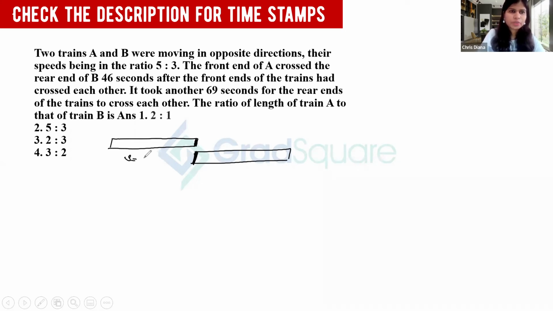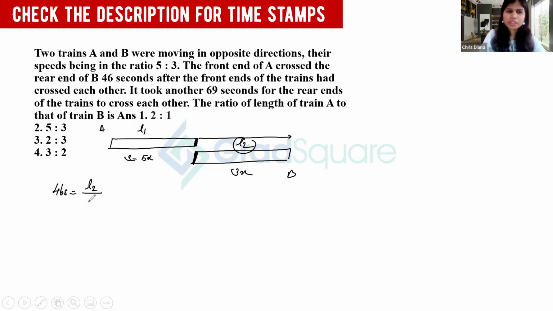Now the speed of this one is going to be 5x. Let this be the first train. So length of the first train is L1 and speed is going to be 5x. The length of the second train is L2 and the speed here is going to be 3x. The front end of A, okay, crossed the rear end. That means this front end crossed this rear end. That means it covered a distance of L2 relatively, in 46 seconds. So 46 seconds is equal to the relative distance covered, L2, divided by the relative speed.